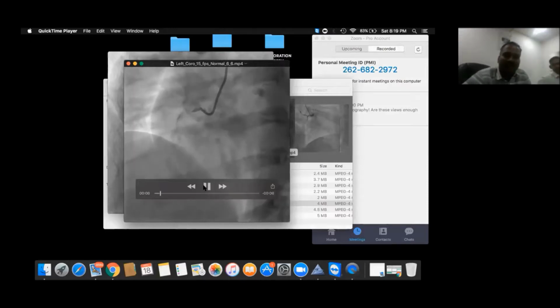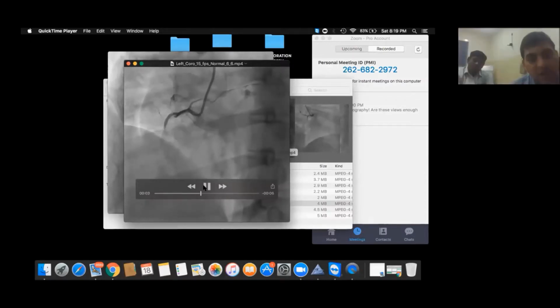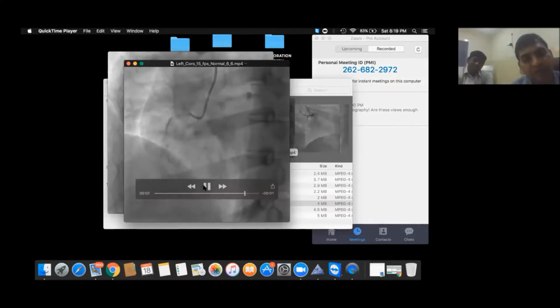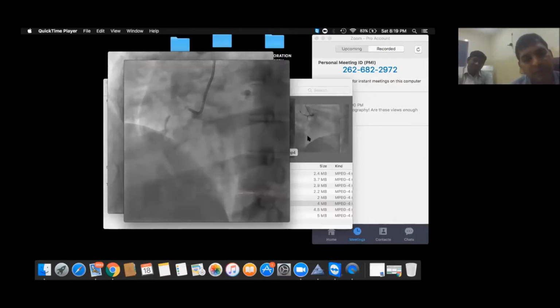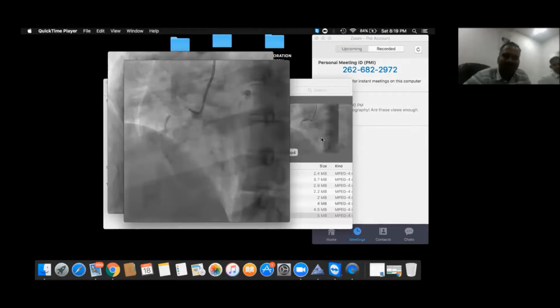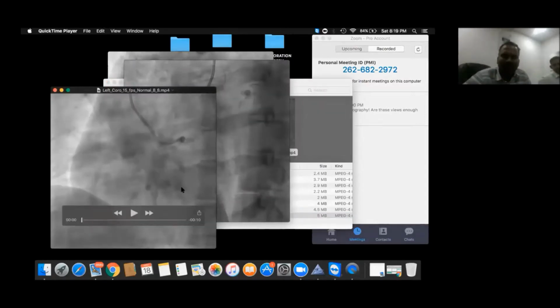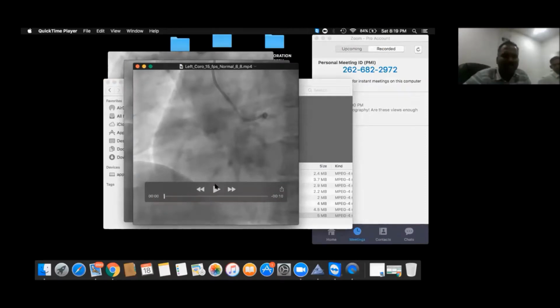In this particular case, Sridhar, can you make out the CTO? Yes, there is a lot of calcium. This is an LAO view. What you have to do is, in the same view, take your catheter into the left system and inject. Take your catheter into the left system in the same view and inject and see.